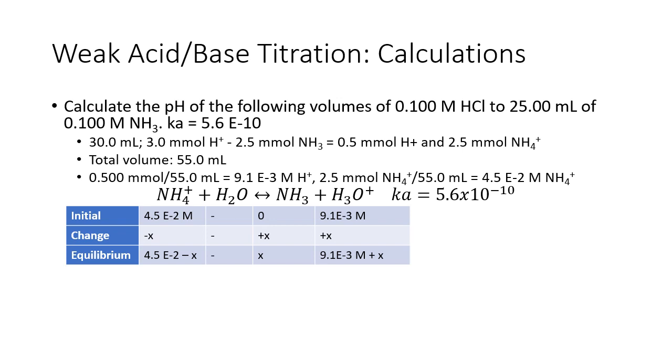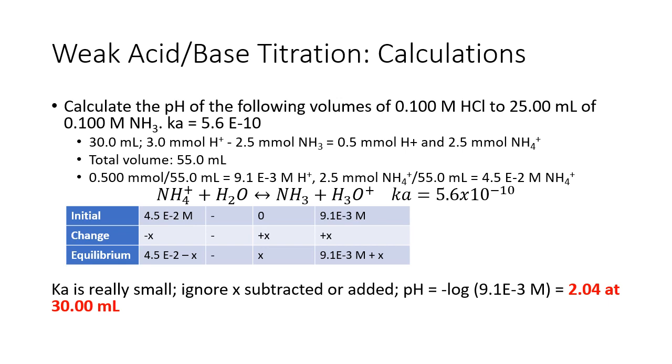Okay, so we're starting with 4.5 times 10 to the negative second molar ammonium, and we're going to have 9.13 times 10 to the negative third molar H3O plus at the very beginning. If I were to put this into the Ka equation, my Ka is 10 to the negative 10th. That plus x for the hydronium, not going to matter. It's not significant. So I can just straight up take the negative log of 9.1 times 10 to the negative third, and I get 2.04 at 30 milliliters. So after the equivalence point, all you need to worry about is how much H plus is in excess. You take the negative log of that, you're done.